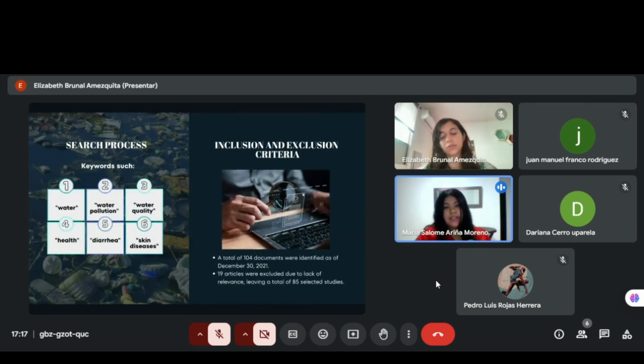Now, in the search process, keywords such as water, water pollution, water quality, air, diarrhea, skin diseases, heterogeneity, cancer, and children were used to search for articles. On the other hand, in the inclusion and exclusion criteria, a total of 104 documents were identified as of December 30, 2021, and 19 articles were excluded due to lack of relevance, leaving a total of 85 selected studies. And next slide, please.